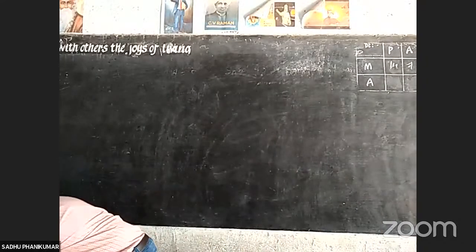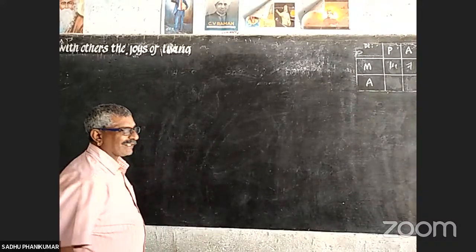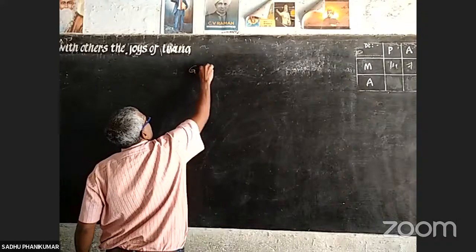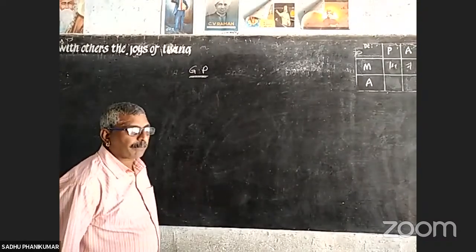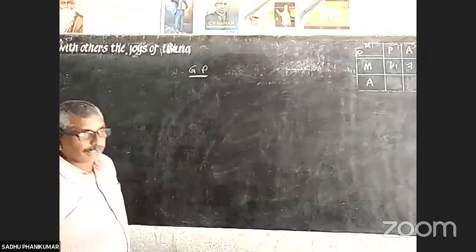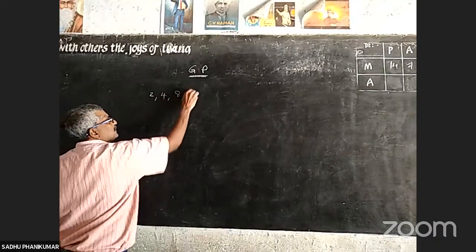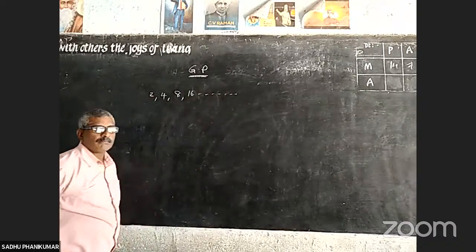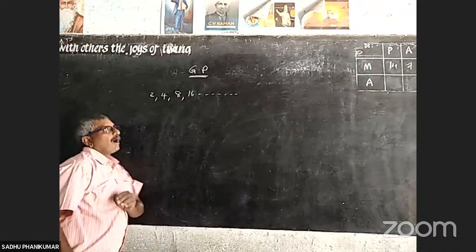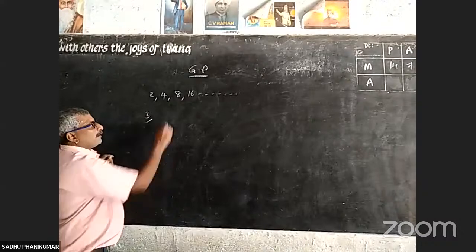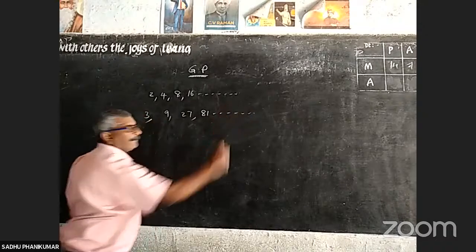Okay, that's enough for AP. Next we are going to geometric progression, GP. We will get some introduction and we will conclude this chapter by tomorrow itself, I think. Suppose 2, 4, 8, 16 are the terms of a sequence, or 3, 9, 27, 81, and so on.